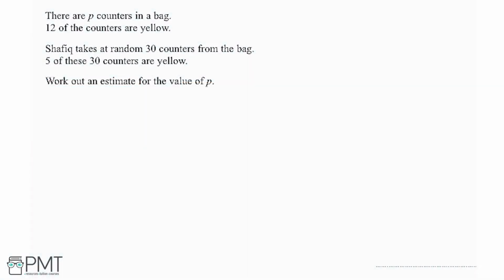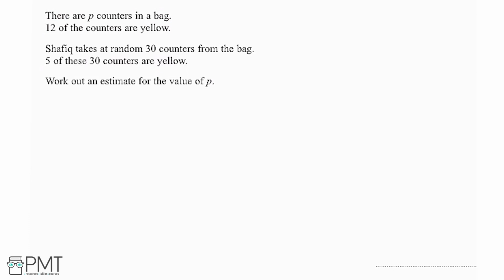There are P counters in a bag. 12 of the counters are yellow, and Safik takes 30 counters from the bag. 5 of these 30 counters are yellow, and we need to work out an estimate for the value of P. So essentially, we need to work out how many counters there are in the bag.